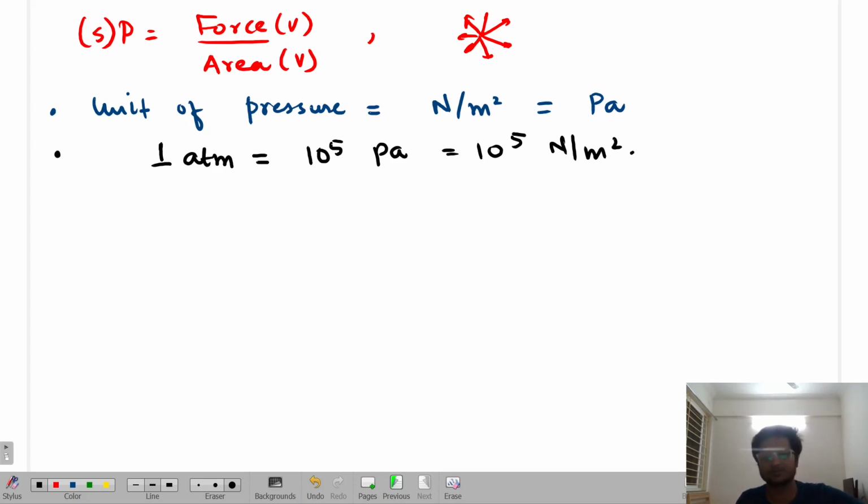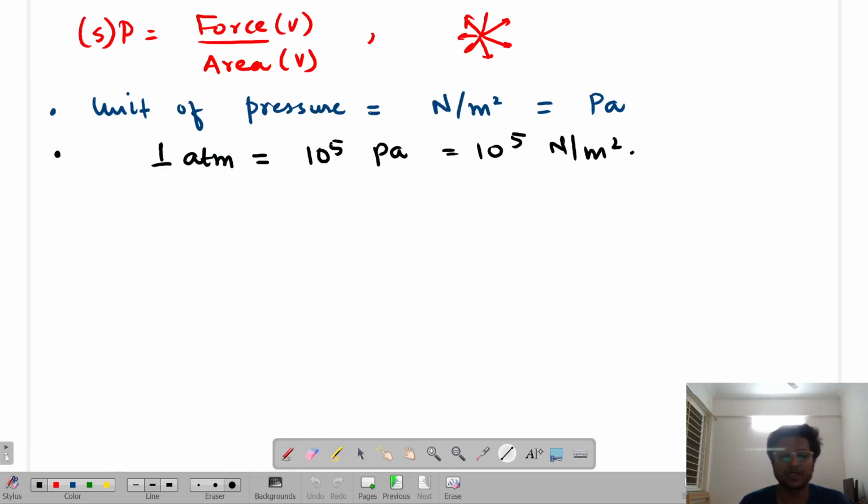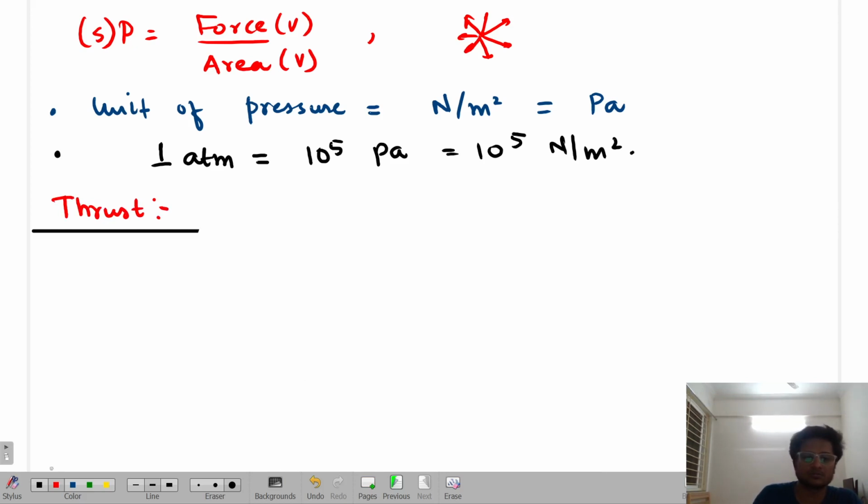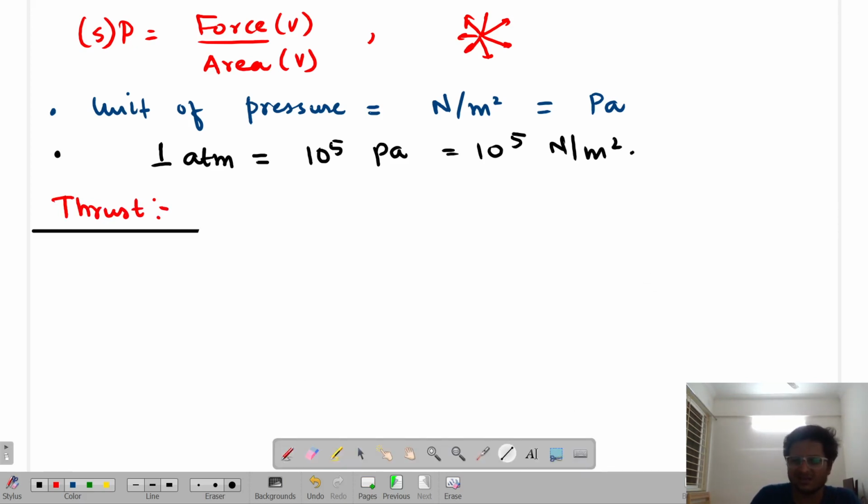Okay, now then the question arises, is only pressure present or what? There is one more quantity which needs to be addressed, and that is called thrust. ठीक है, isn't it? So what is thrust? Can you tell me? Tell me what is thrust?